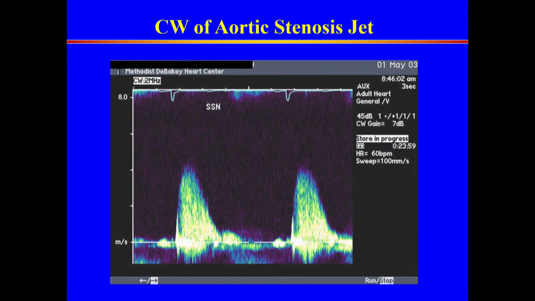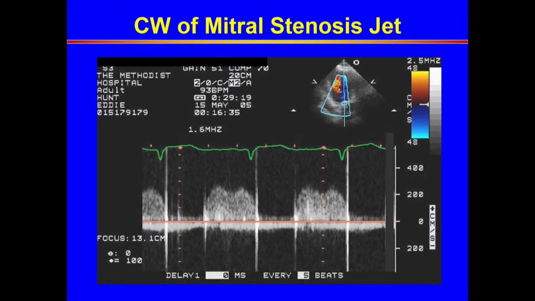Remember, if the proximal velocity is at least 1.5 meters per second, it is no longer 4V2 squared, but we have to say 4V2 squared minus V1 squared. Example of mitral stenosis. You can get the peak gradient and you can get the mean gradient. This is an example from someone with severe mitral stenosis.